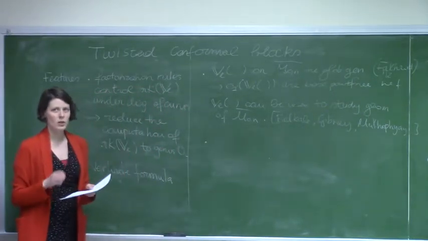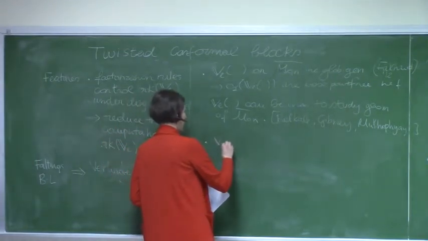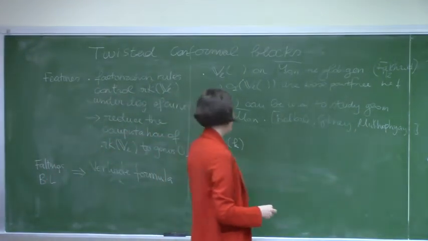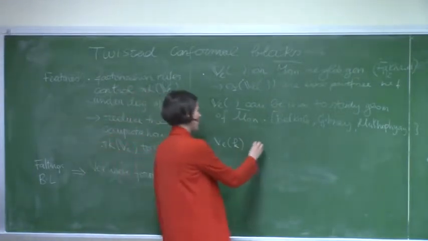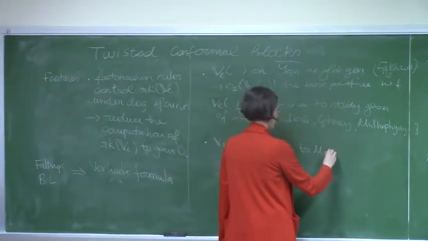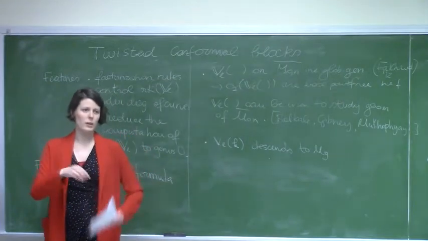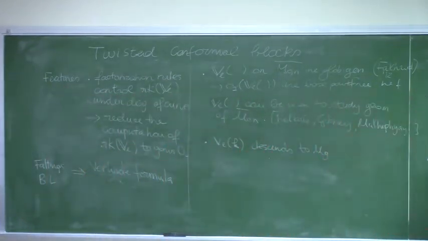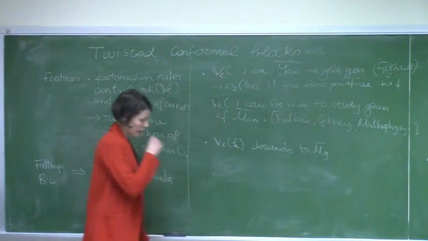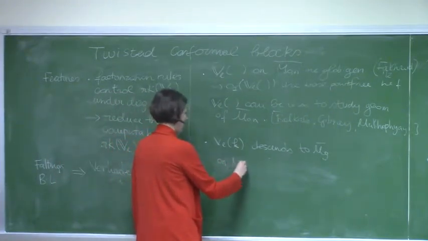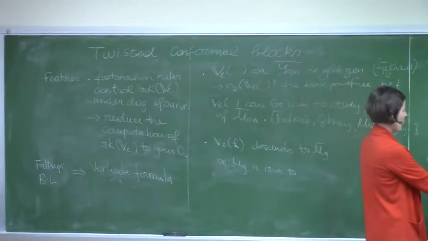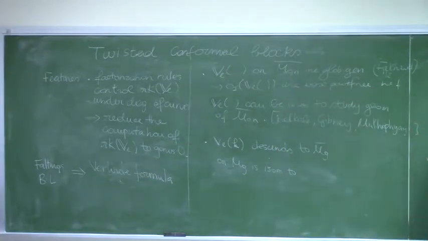And the last feature I want to mention now is the fact that when I consider the trivial representation of this algebra, then the vector bundle associated to this trivial representation actually descends to M_g without marked points. So it is independent of the choice of the points that I chose, and in particular, we can descend to M_g, actually descend to M_g bar. And on M_g it is isomorphic to the sheaf of conformal blocks, which I define in terms of global sections of line bundles.